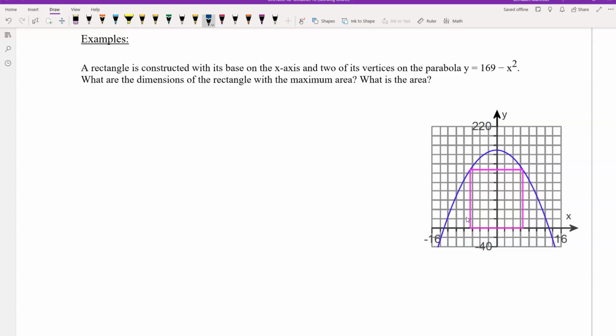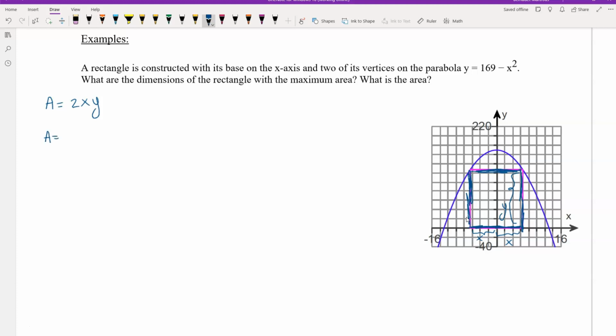So here is the base of our rectangle, and we're trying to maximize this rectangle. So the point is that we have to find the area, and area is equal to our base. Here we have x, so that is x, meaning that we have 2x. Here is y, so 2x times y, that is area.